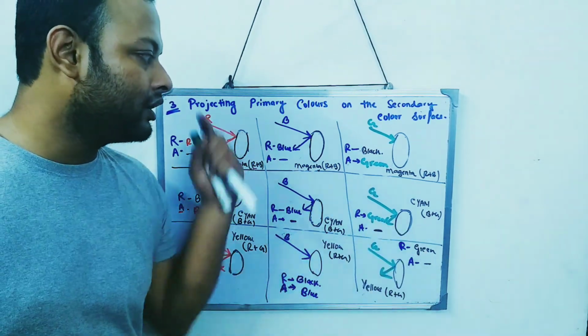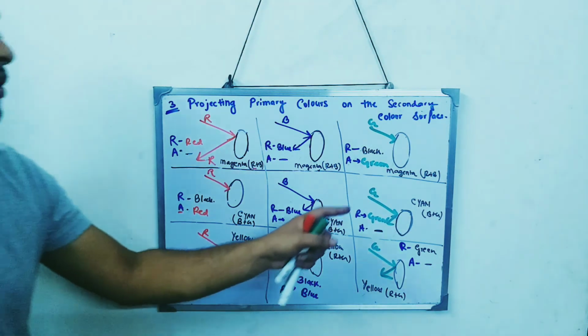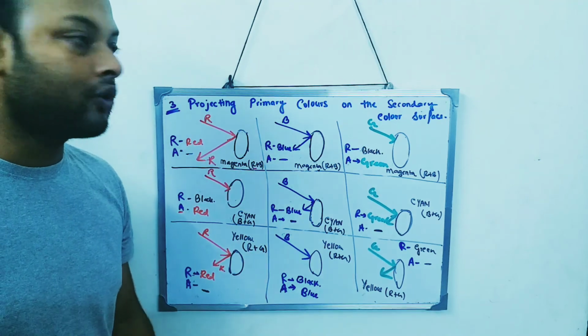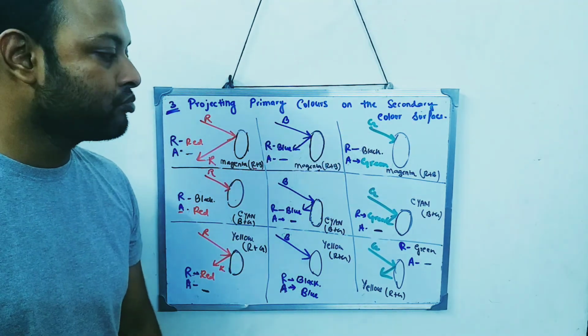So I hope you understood these diagrams related to the topic primary colors incident on a secondary color surface. Okay.